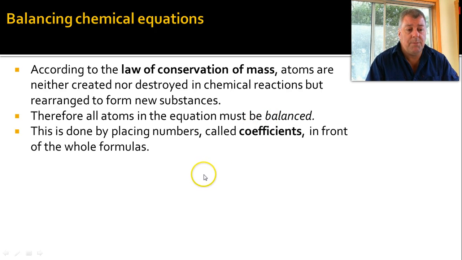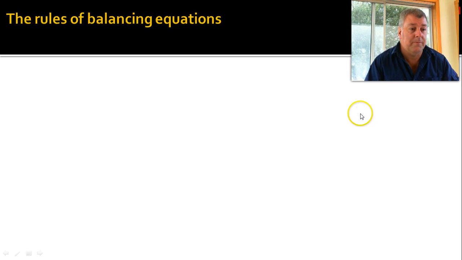And how do we balance these chemical equations? Well, we use things called coefficients, which are multipliers, and we put these in front of formulas to multiply everything inside the formula. And by using a combination of coefficients, we can generally balance every equation.